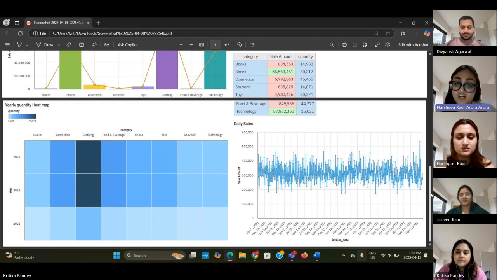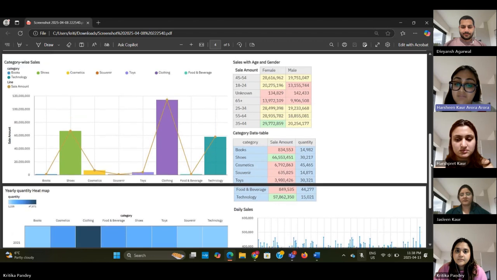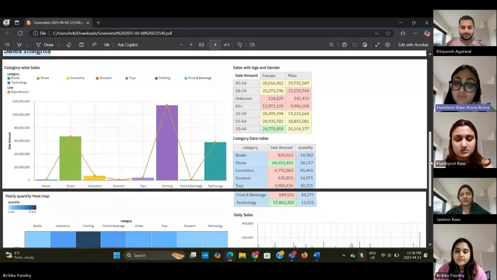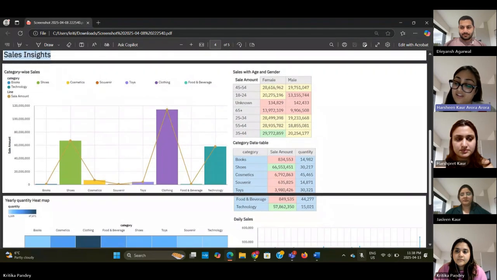In conclusion, our top performing categories are clothing, shoes, and technology, while our most valuable customer base is females aged from 25 to 44. To maximize return on investment, we recommend focusing campaigns on these demographics and bundling strategies in high profit margin categories like technology.